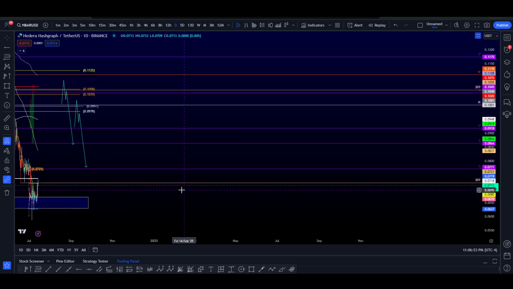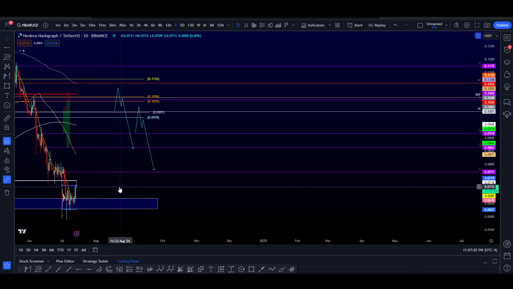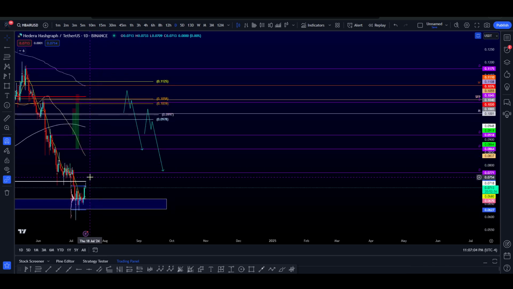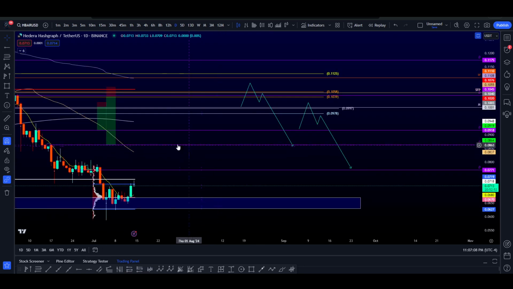Point of control, came right down to it, lost it, and we're now back testing it. So let me go ahead and delete a couple of these levels that are no longer relevant. All right, so we have daily levels here, untested, untested. This has been tested.